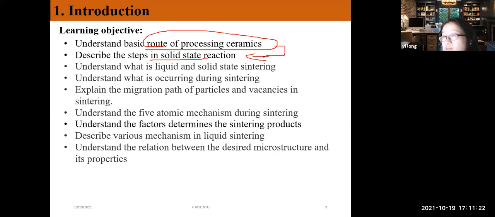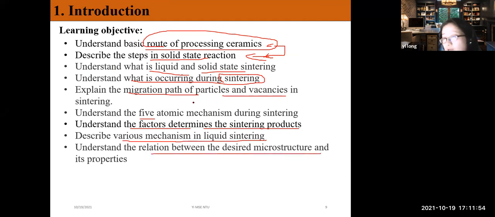These two are actually very similar, because solid state reaction always starts with ball milling, then sintering. It's the same thing. So understand liquid and solid. Also this is important: understand what is occurring during sintering. What is mass transport or particle frequencies? If you read back, I think you know everything already. What are the 5 atomic mechanisms? What are the factors determining the sintering products? What are the various mechanisms in liquid? You have different steps and relationships. Once you read through, you know what we have already learned.